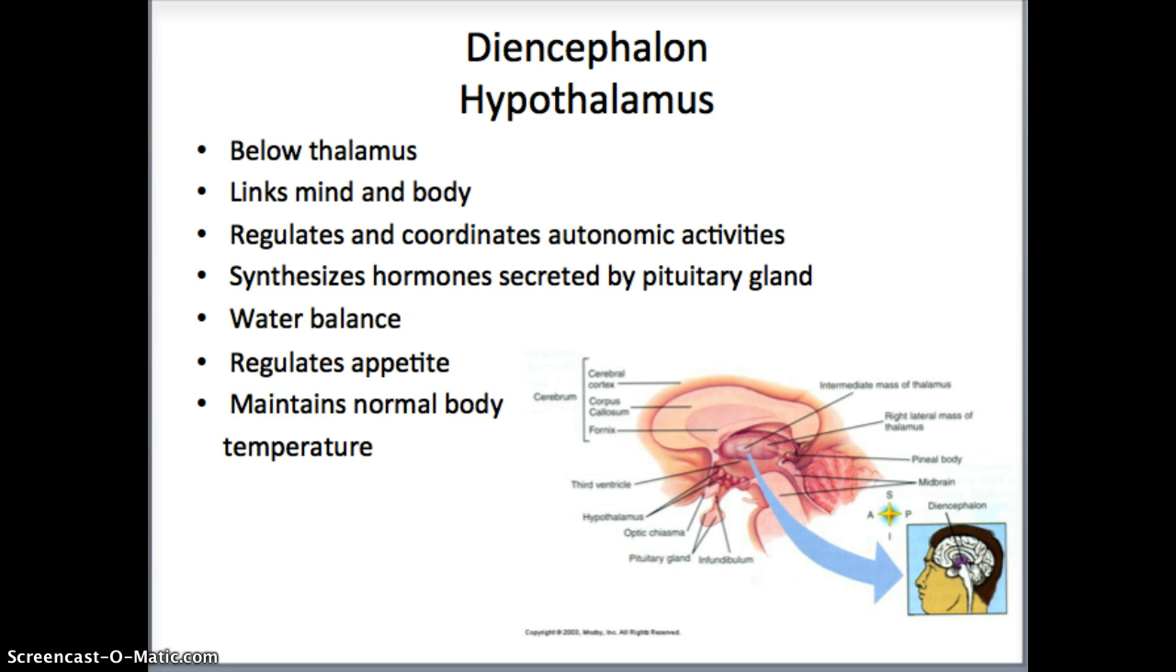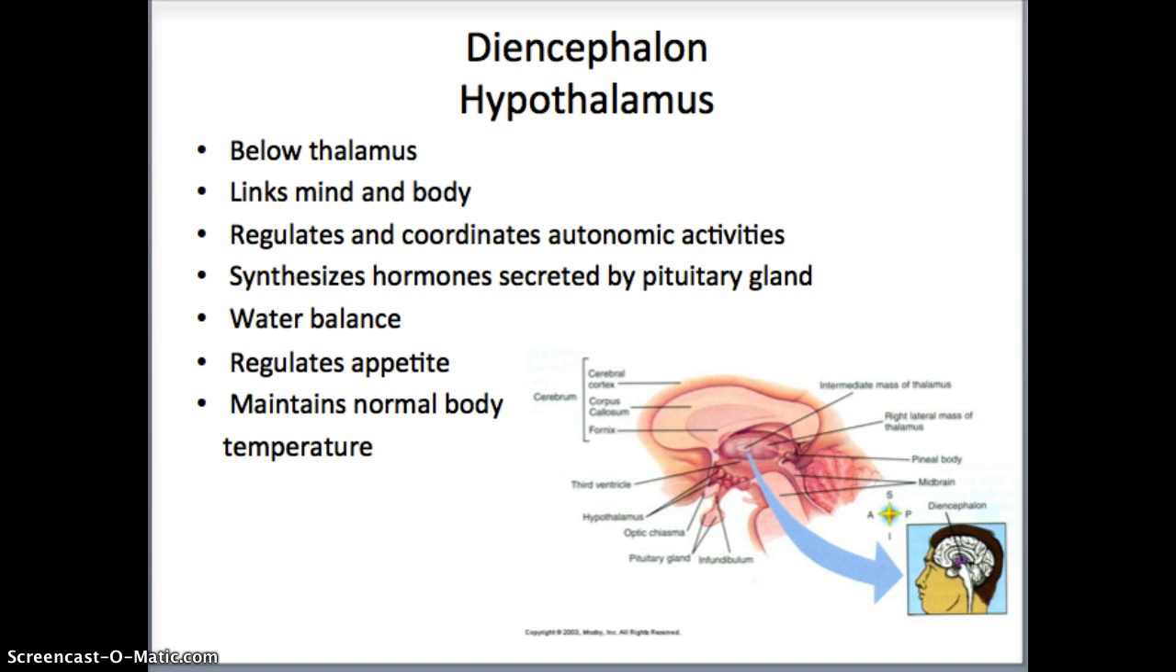The hypothalamus, which is below the thalamus, links your body and your mind. So it links your nervous system and your endocrine system so that you can maintain homeostasis through excretion of hormones from glands. So it controls your hunger, your body weight. It regulates and coordinates your autonomic activities, those automatic reflexes. It contains your water balance. It maintains your body temperature.